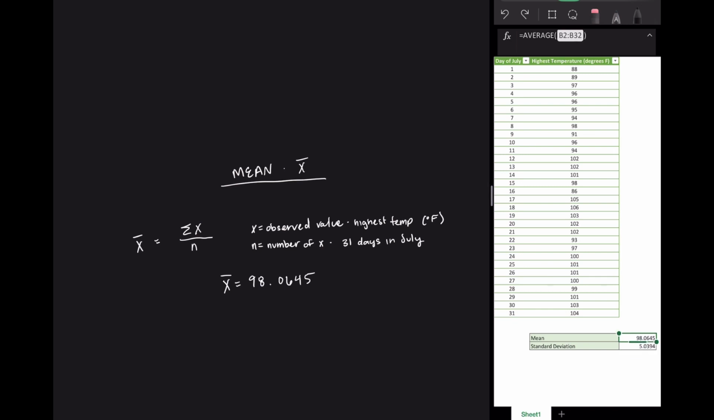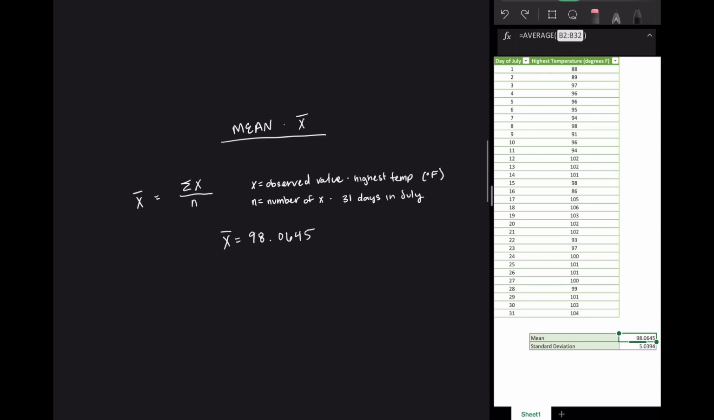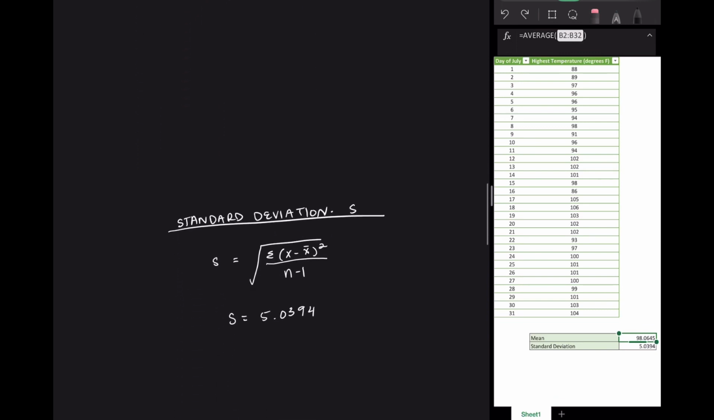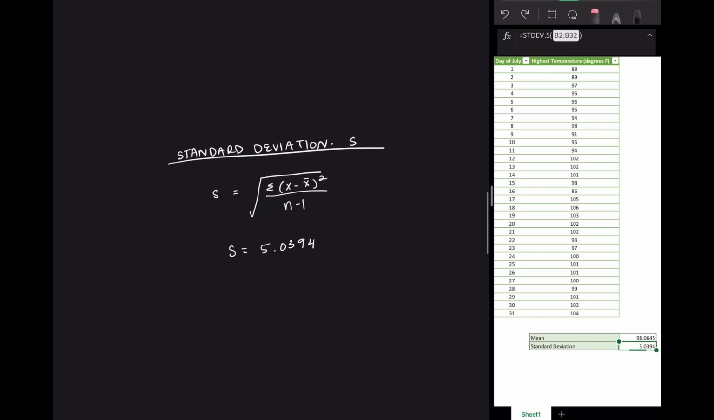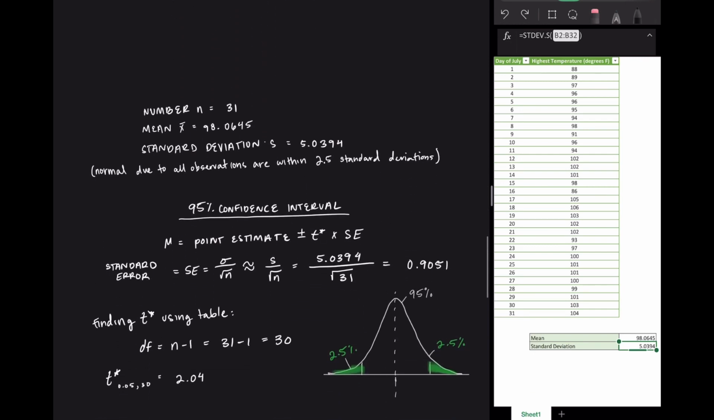I used Excel. The Excel function I use is located at the top, and our mean was about 98. For standard deviation, here is our formula. Again, I used Excel. The Excel function is at the top, and our standard deviation is about 5.